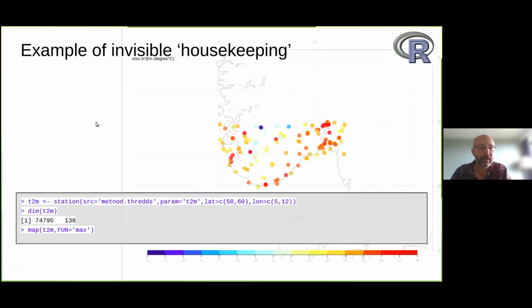And here's another example of invisible housekeeping. You get stations, and you see the dimensions: 134 stations and 74,795 different days. And then we make a map. We want to see the maximum value of the estimated temperature. You see that the maximum is like 27 here and 28.